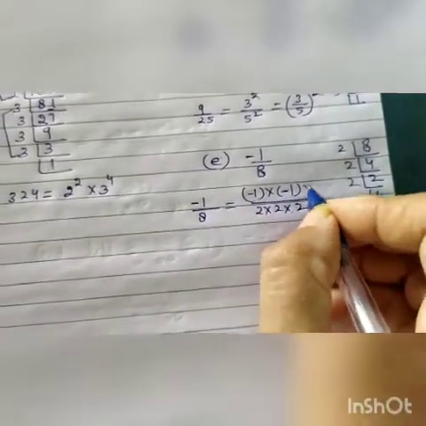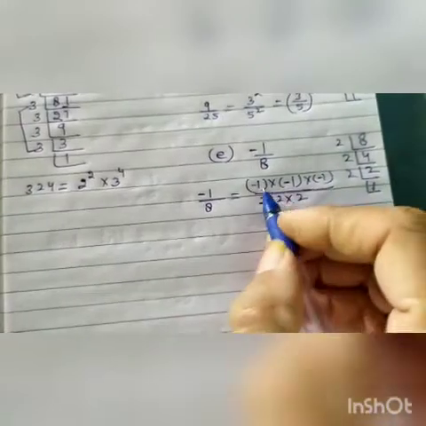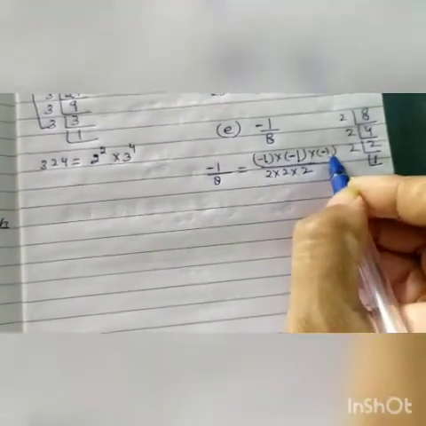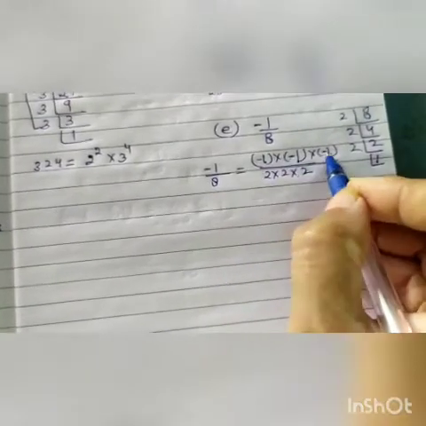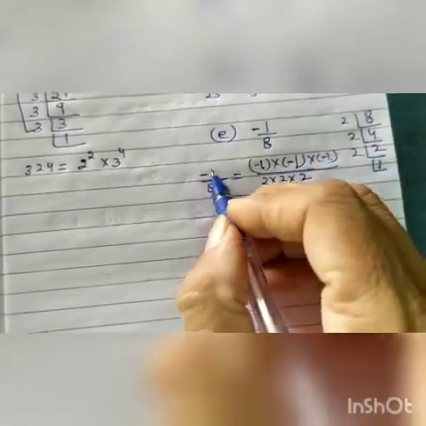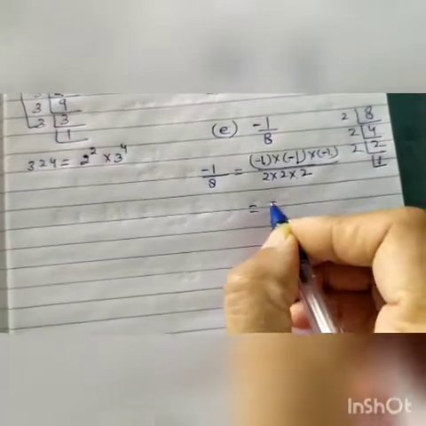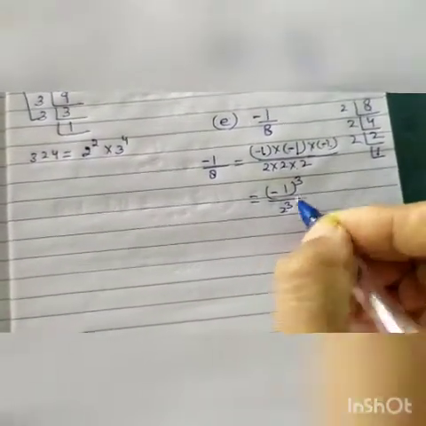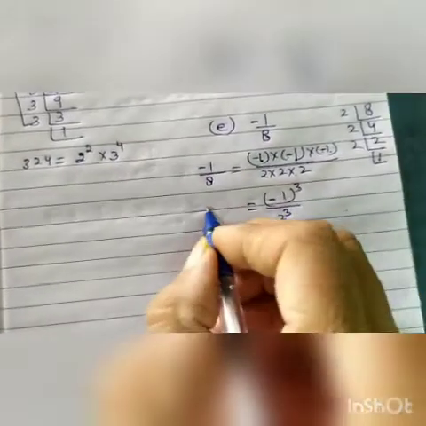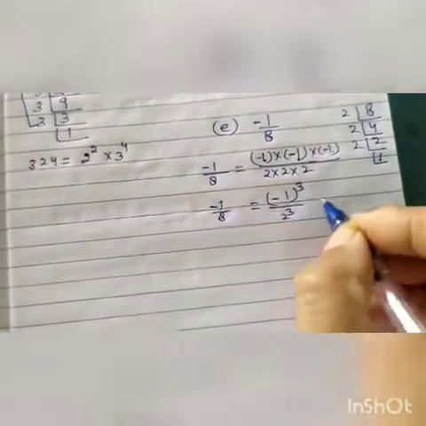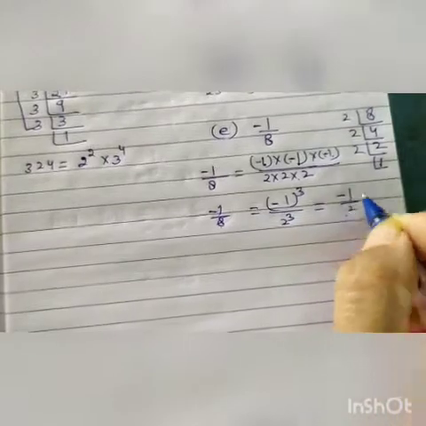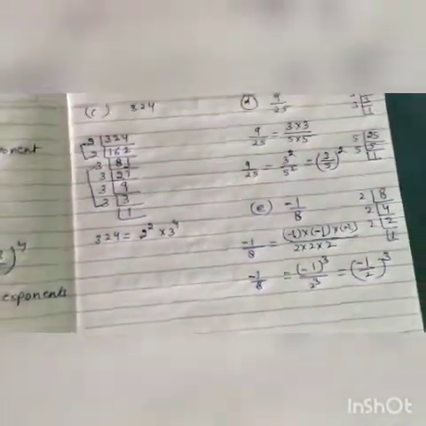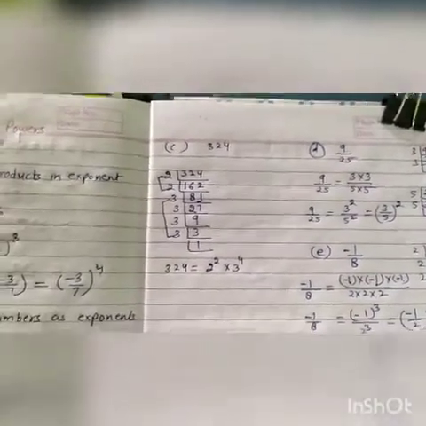Minus 1 into minus 1 into minus 1. If we multiply this minus 1 3 times, 1 1 ja 1, 1 1 ja 1. Minus minus plus, then this minus is left. So it is minus 1 upon 8. Now we can write it minus 1 whole power 3 upon 2 power 3. Both the powers are same. So minus 1 upon 8 can be written as minus 1 upon 2 whole power 3. Our second question also completed.